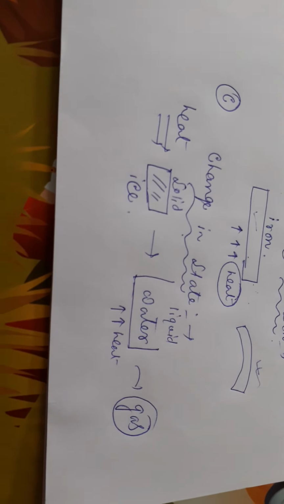Next one is chemical change. Chemical change is this: there are so many examples here, a few chemical changes in nature, due to which you get different types of substances after the application of heat.